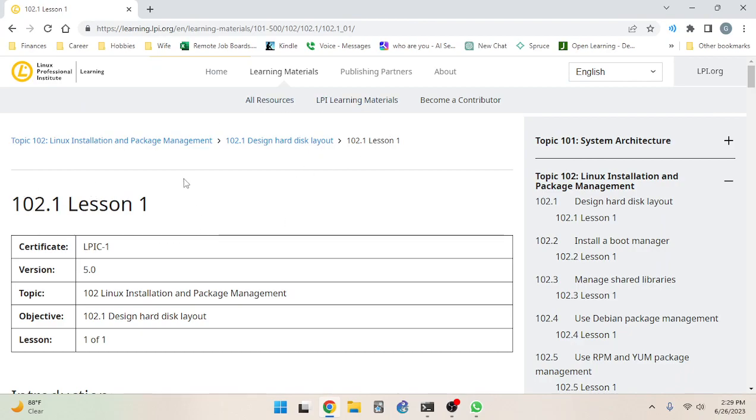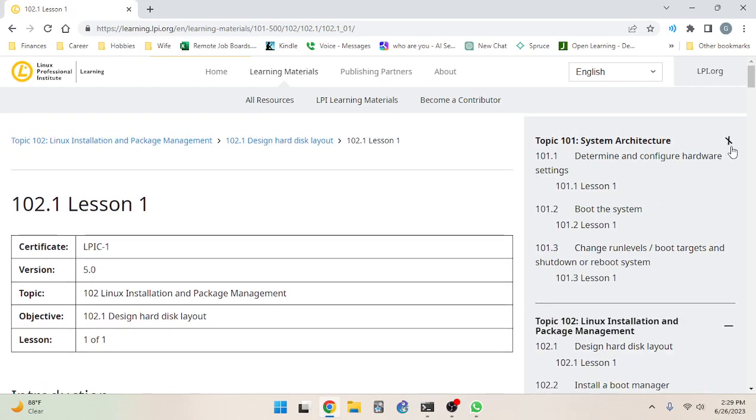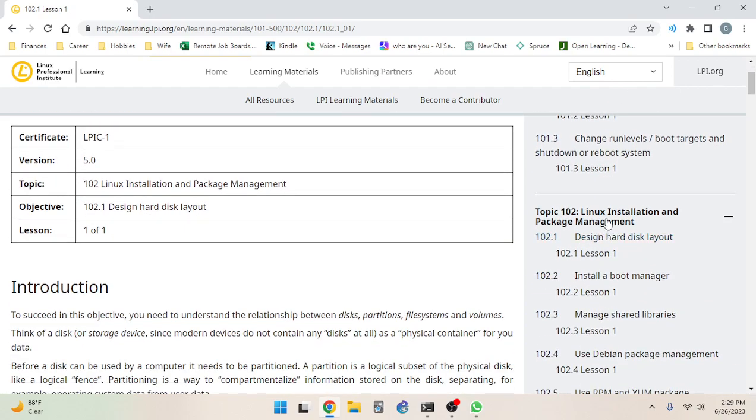All right, so moving on to 102.1. We just finished up our system architecture topic. So we looked at, started off really strongly with the kernel modules, learning what that was. It's kind of like the drivers. And we learned about booting up the system. We learned about service managers. Now we're on to Linux installation and package management, and we're going to start with design. Design hard disk layout. That's the objective.